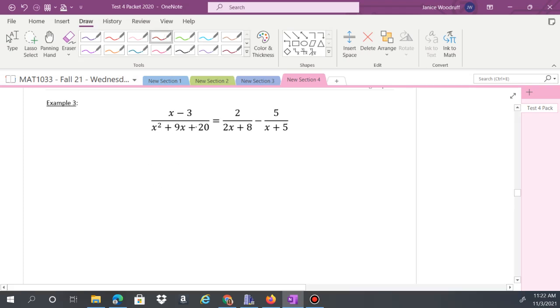Okay, so first denominator, I have x squared plus 9x plus 20. So that's monic. So I'll set up my 2 parentheses. What multiplies to 20 and adds to 9? 4 and 5. Yep, so x plus 4, x plus 5 there.